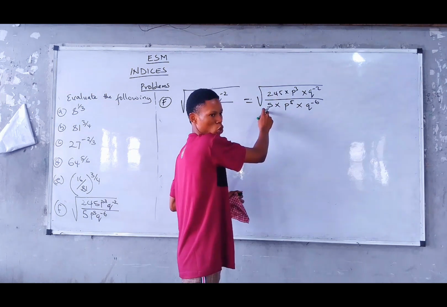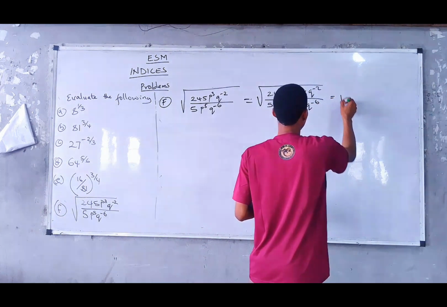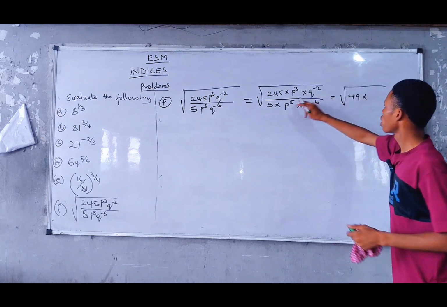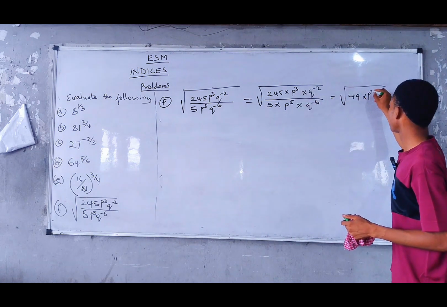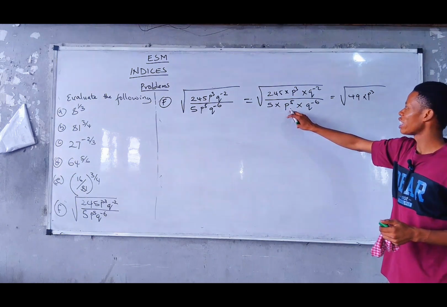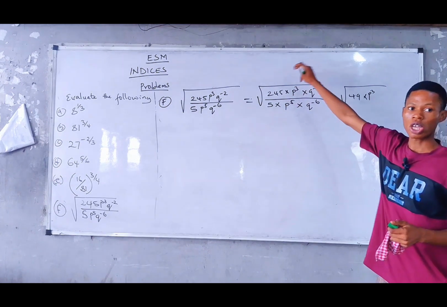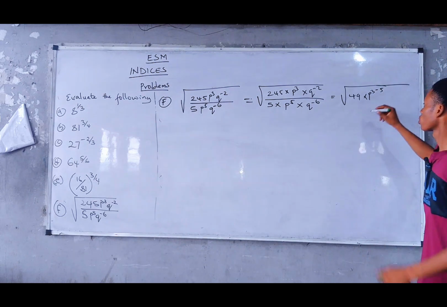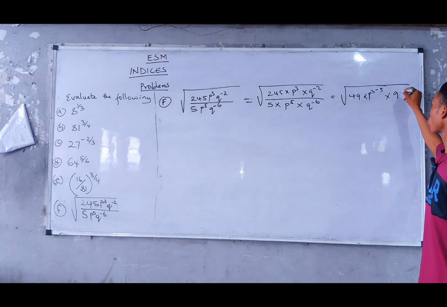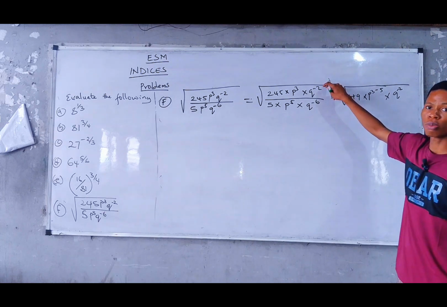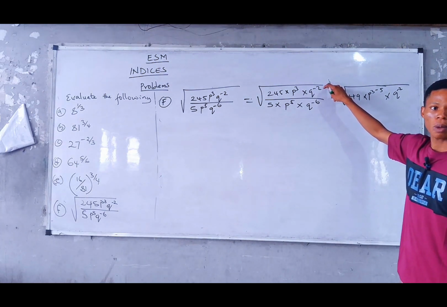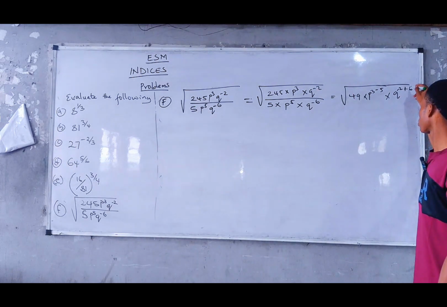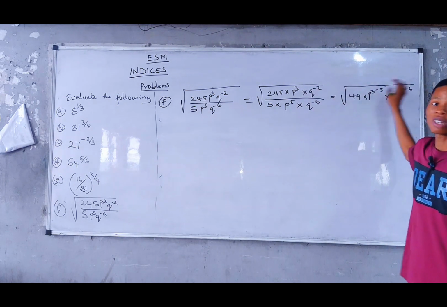We can divide 245 divided by 5. 245 divided by 5 is what? 49. So I can have square root of 49 times, now P raised to power 3. This is P raised to power 3 divided by P raised to power 5, right? So if it's coming up, it will be 3 minus what? Minus 5, right? Times, now this Q raised to power minus 2. If this is coming up, it will be what? Plus 6, right? Because minus plus. So plus 6. Good. So we've reduced everything to this.